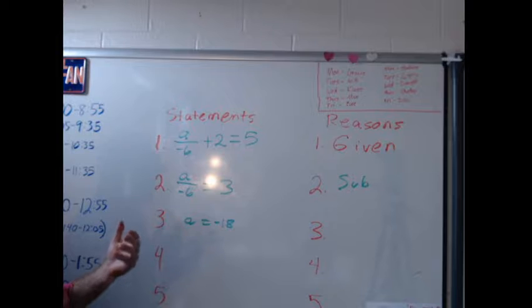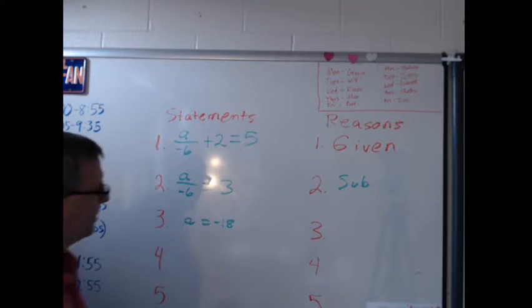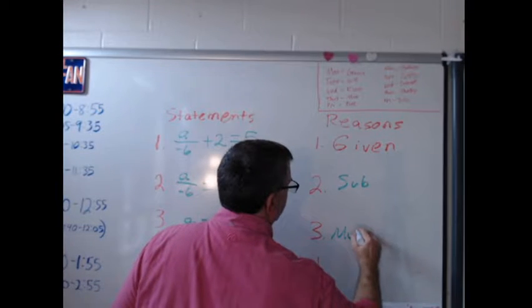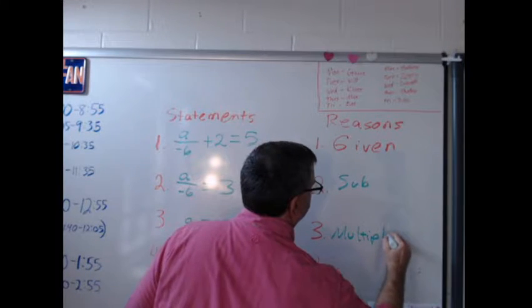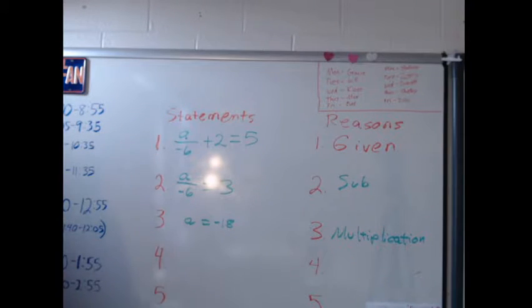What did I do to go from step 2 to step 3? Multiply by -6. Thank you. So, multiplication. All right? Y'all good with that? Yes. Okay, any questions? All right.